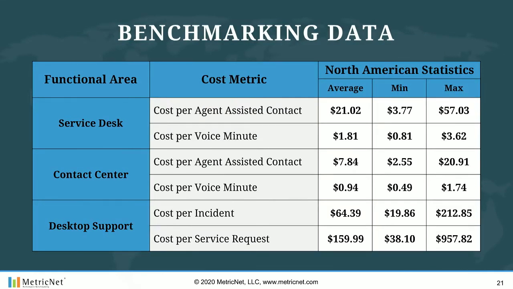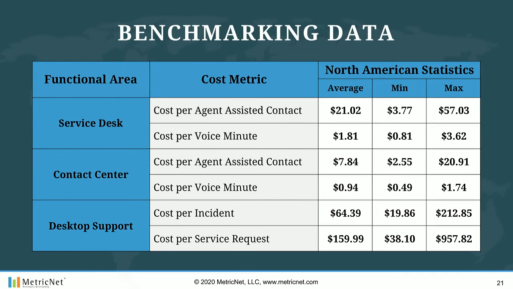No surprise there. Now what we want to do is share some benchmarking data with you. In the left-hand column, you see the functional area. We've got service desk, contact center, and desktop support. Then we've got various cost metrics: cost per agent-assisted contact for a service desk, cost per voice minute. And then for contact center, cost per agent-assisted contact, cost per voice minute. And then in desktop support, cost per incident and cost per service request.